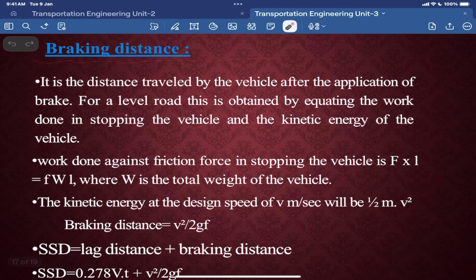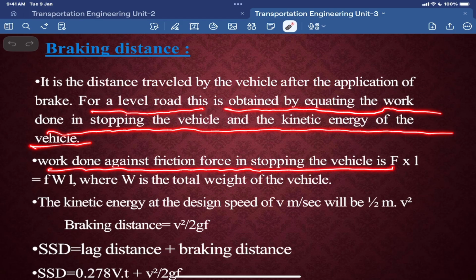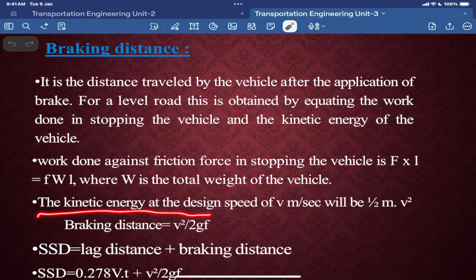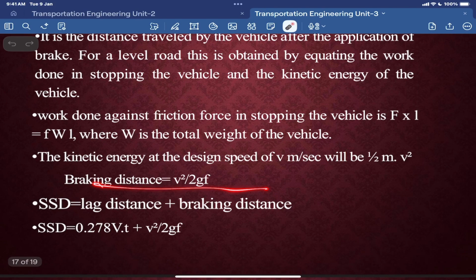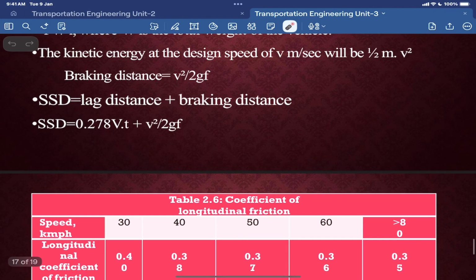Braking distance. What is braking distance? It is the distance traveled by the vehicle after the application of brakes. For a level road, this is obtained by equating the work done in stopping the vehicle and the kinetic energy of the vehicle. Work done against friction force in stopping the vehicle is F times l, equals f W l, where W is the total weight of the vehicle. The kinetic energy at the design speed of V meter per second will be 1 by 2 m V square. Braking distance l is equal to V square by 2gf. SSD is lag distance plus braking distance. SSD is equal to 0.278 Vt plus V square by 2gf.